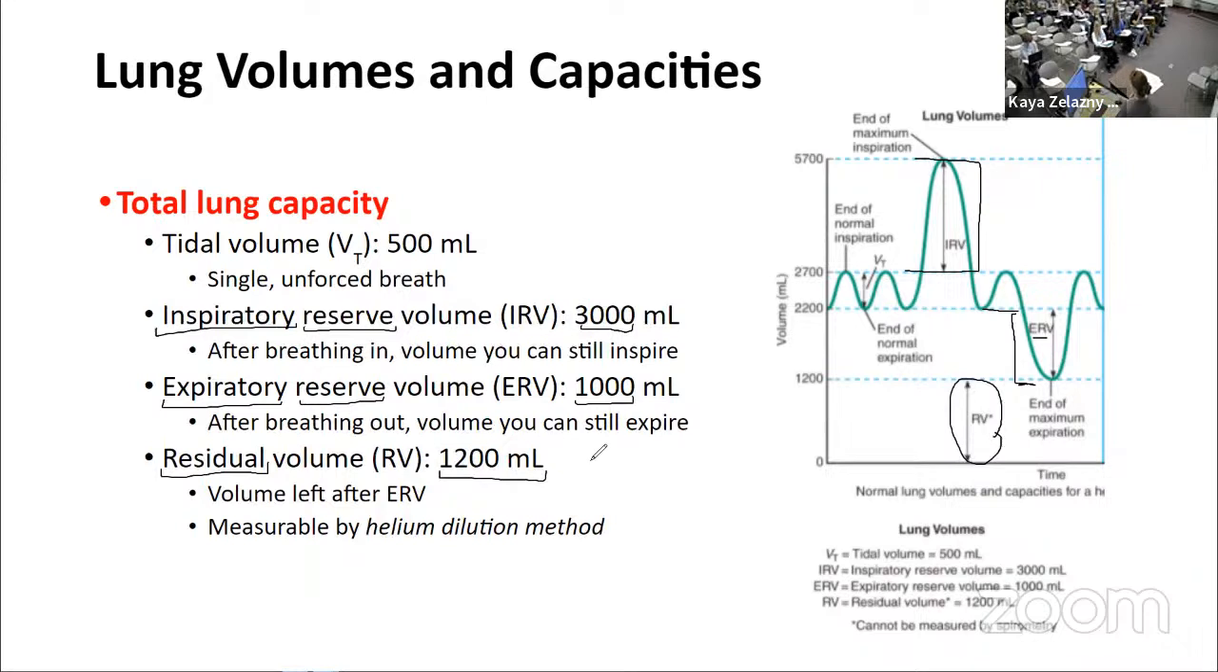So you would not be able to measure that residual volume with a spirometer, right? Because the spirometer is only measuring what did you breathe in, what did you breathe out. You could measure it by changing the properties of the gas. If you mixed it in with some helium, you could measure how much of that helium is moving, basically. But these other ones you would be able to measure with a spirometer.